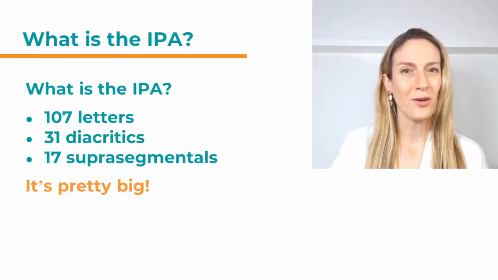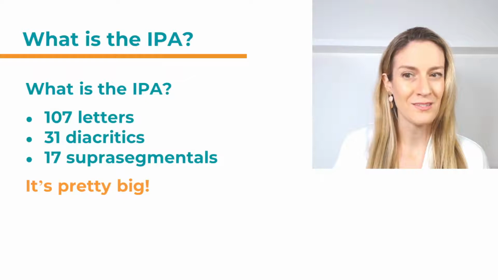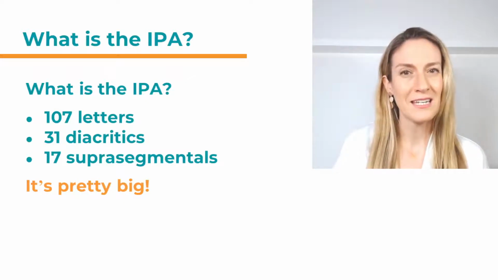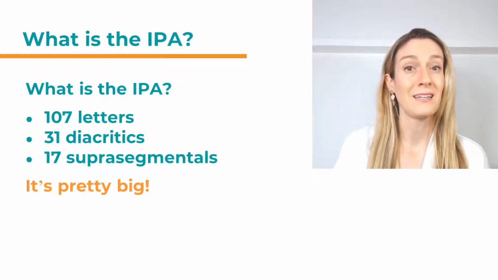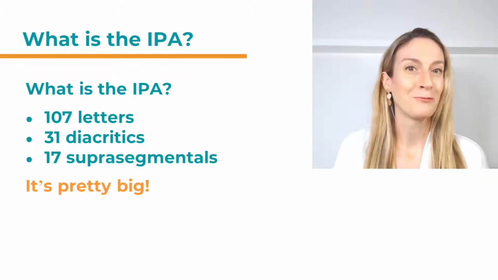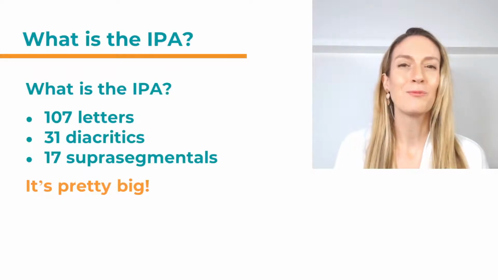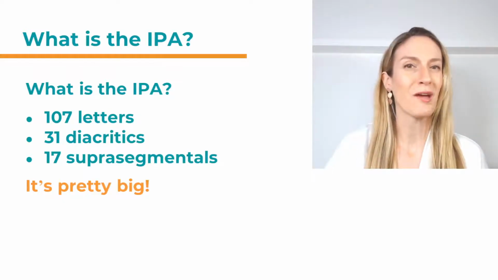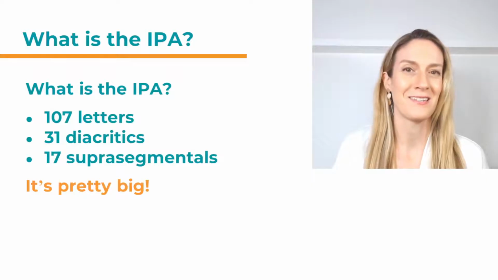So, in total, we have 107 letters, sound symbols, 31 diacritics, and 17 suprasegmentals. It's a pretty big alphabet, if you ask me. But remember, it has to be big because we want to be able to transcribe all the languages that exist.